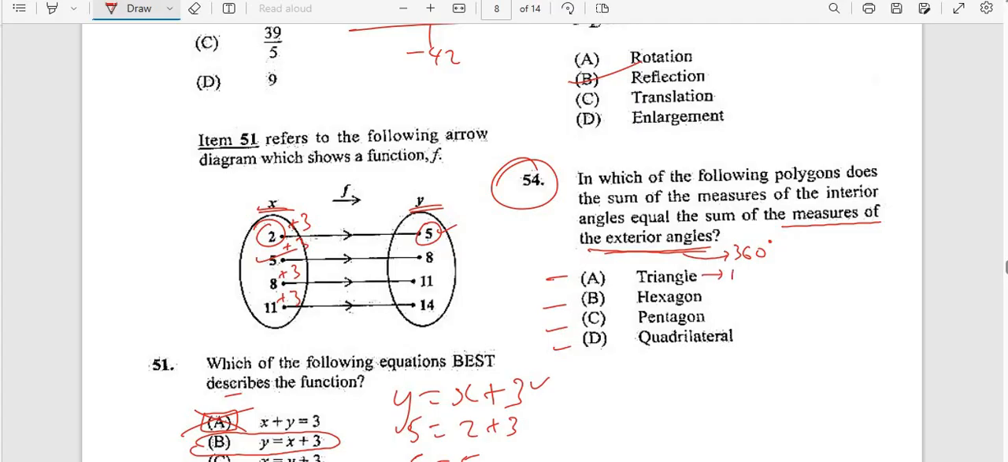This one, interior angles add up to 180 degrees, so definitely A is out. Okay? Hexagon, that's a 6-sided shape. And so, you know the sum of interior angles will be what? If you look at a hexagon, it's going to be 4 times 180. And so that's going to be out. Pentagon, that's definitely out as well. That would be 3 times 180, so that's out. But this one will be 2 times 180, so that's going to be the answer.